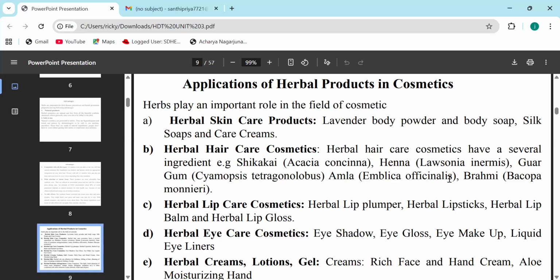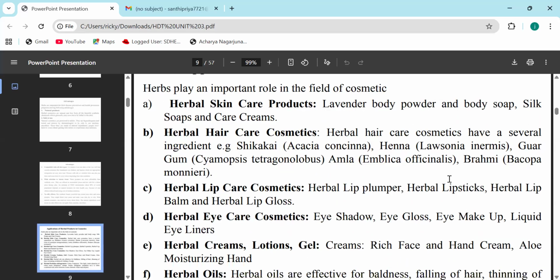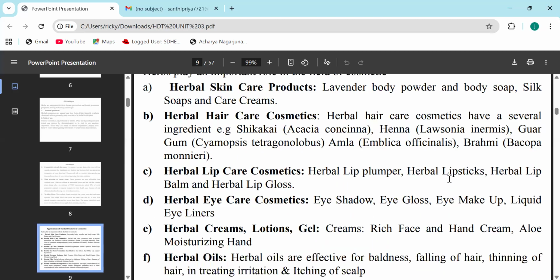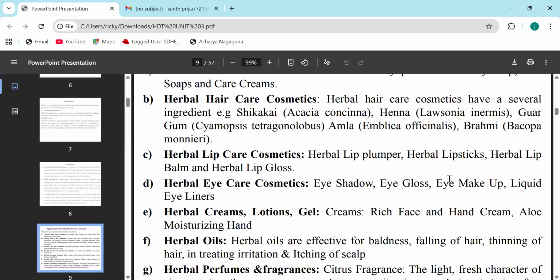Next one, herbal lip care cosmetics: herbal lip plumper, herbal lipsticks, herbal lip balm, and herbal lip gloss. These products are available in the market. And next, herbal eye care cosmetics: eye shadows, eye gloss, eye makeup, and liquid eyeliners. And next one is herbal creams, lotions and gels: rich face and hand cream, yellow moisturizing hand cream. And next one is herbal oils.